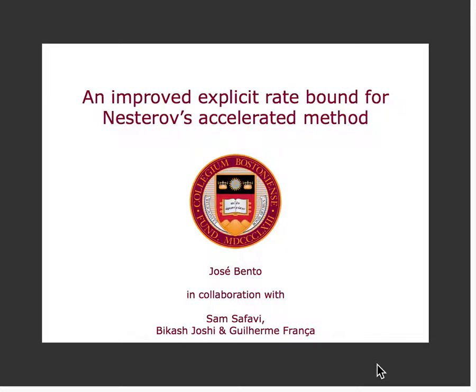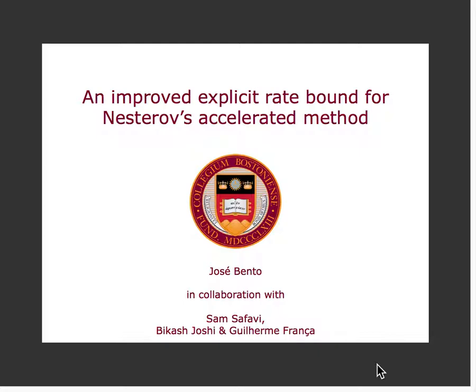Right, so today we have a special machine learning seminar. Jose Bento, who is now at Boston College in the computer science department, used to do a postdoc at Disney Labs in Boston, before that was at Stanford, a PhD. And he'll tell us about the new convergence rate of Nesterov's acceleration.